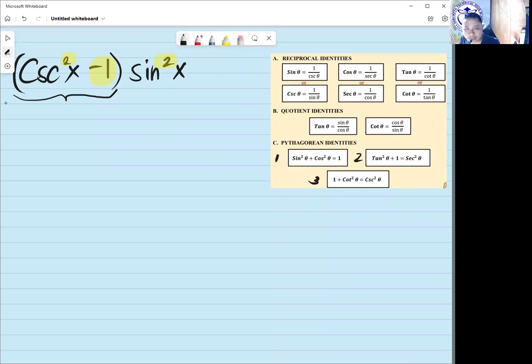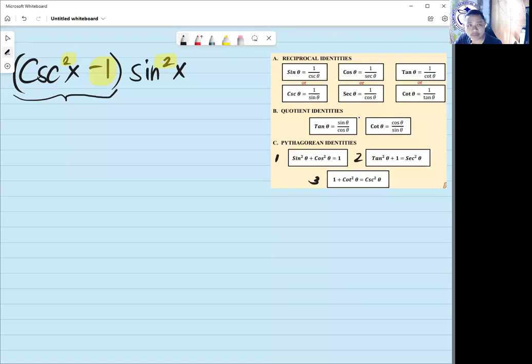Which of the three Pythagorean identities do you think is very much applicable for our first given? Is it 1, 2, or 3? Type it in the chat box. Where can you find cosecant and 1 in our Pythagorean identities? Is it 1, 2, or 3? That's correct, sir, in number 3.